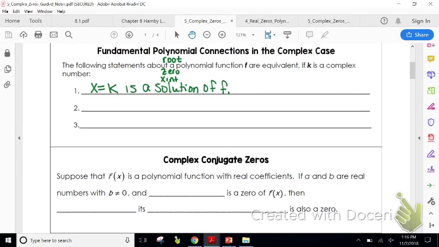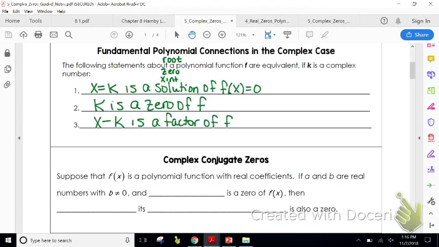Okay, we should actually put that as a solution of f of x equals 0, because it's where our function is equal to 0 to make it the solution. Alright, k is a 0 of the function f, and then x minus k is a factor of f of x. So we saw all of this with real zeros, and so the same thing applies when we're looking at complex zeros, or when we're dealing with imaginary numbers.